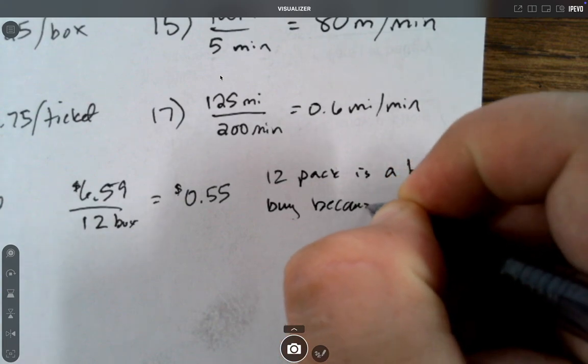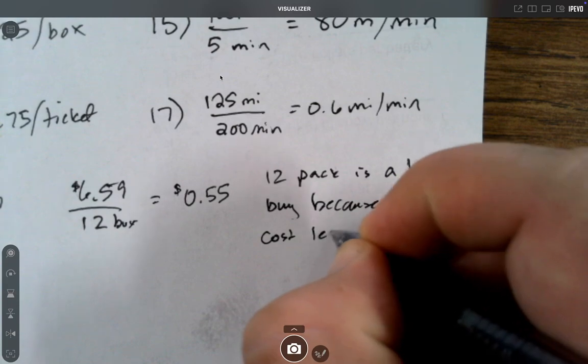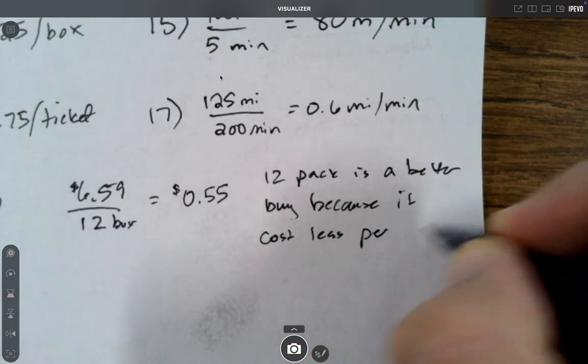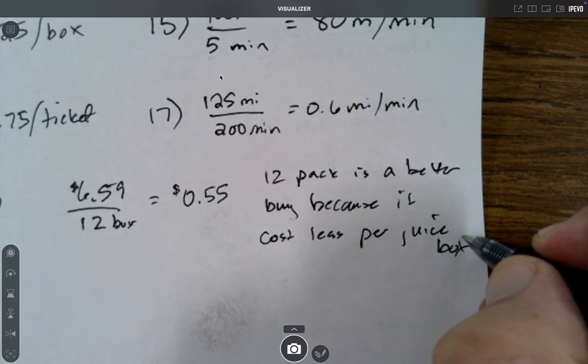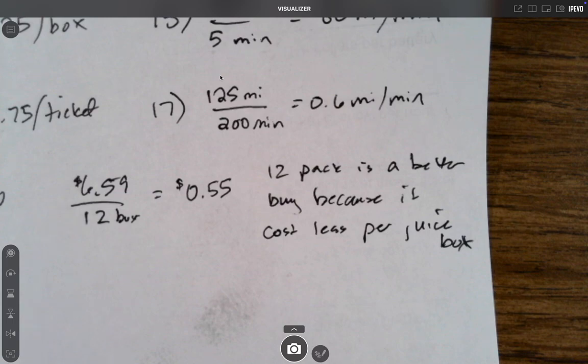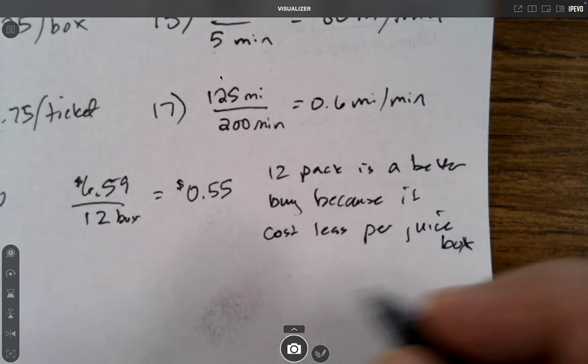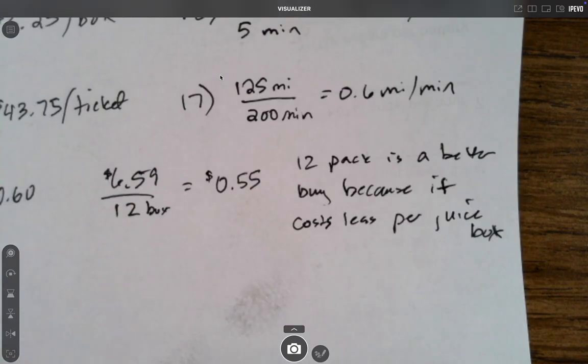because it costs less per juice box. So the 12-pack is the better buy because it costs less per juice box.